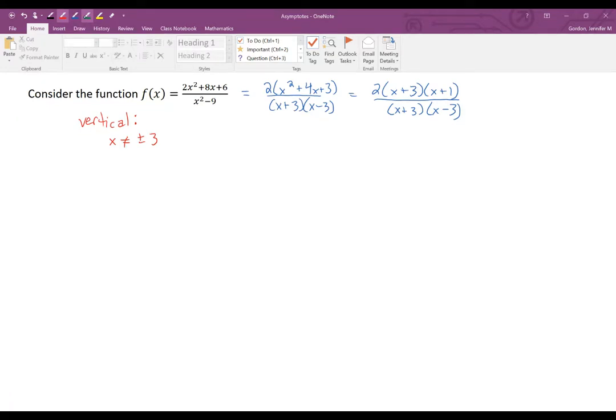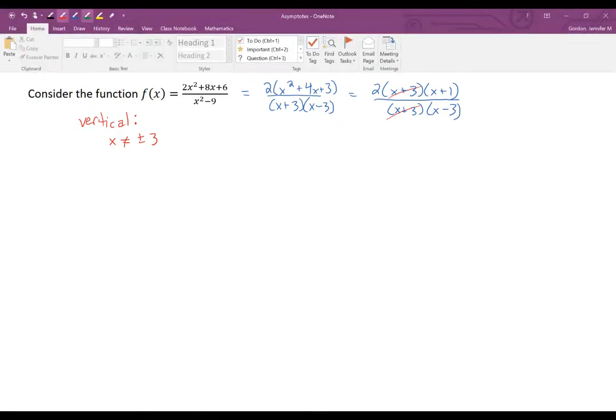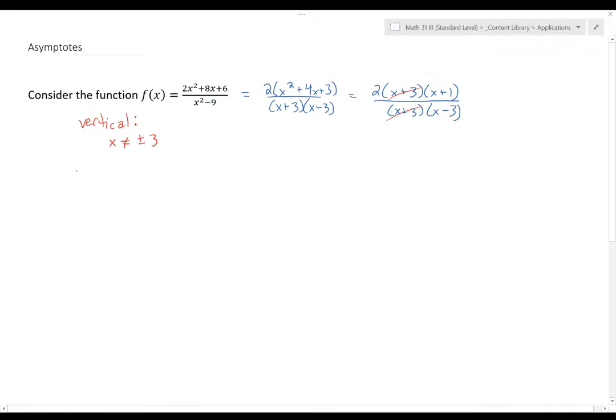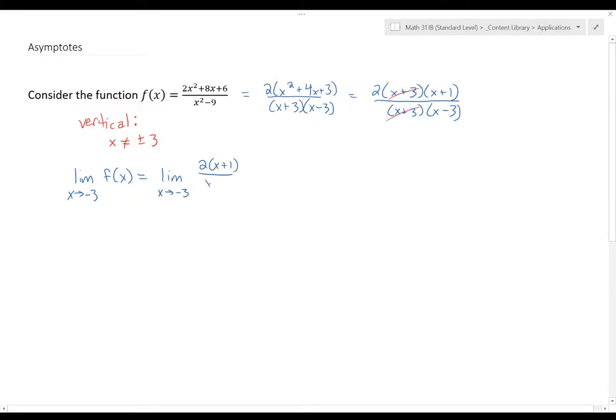Now I'm going to start with the factor that actually does cancel out. So x plus 3 cancels out here. So I'm going to consider what happens because that does mean that there is going to be a limit as x approaches the associated non-permissible value of negative 3. So the limit as x approaches negative 3 of f of x, which is the whole unsimplified expression, is going to be equivalent to the limit as x approaches negative 3 of the simplified fraction, which is 2 times x plus 1 over x minus 3.